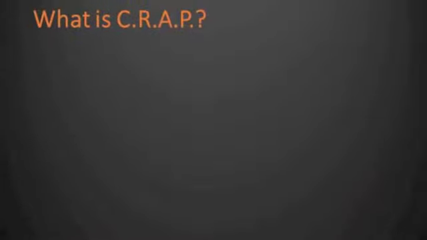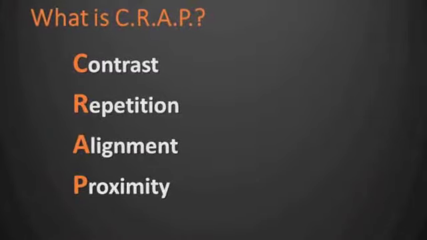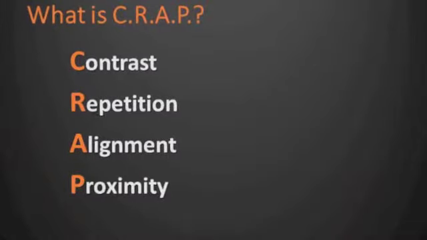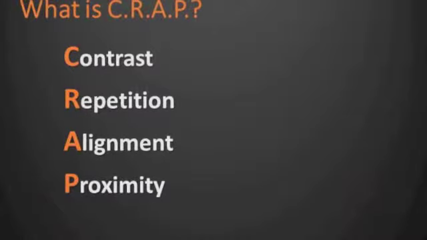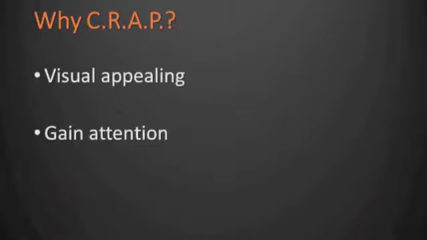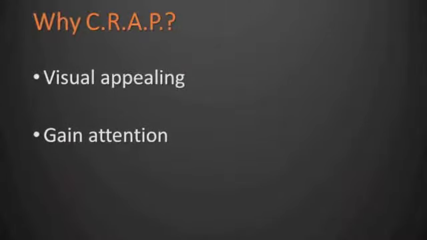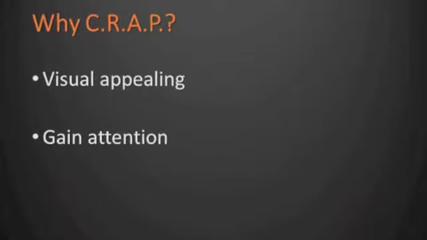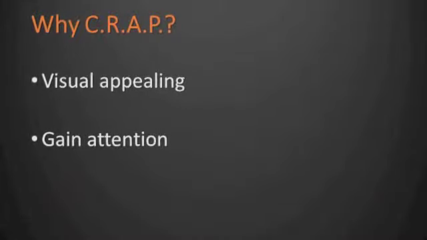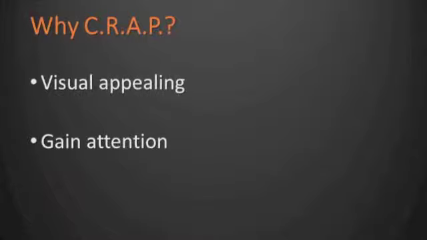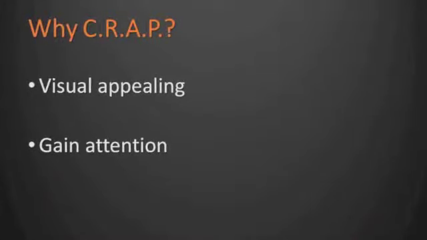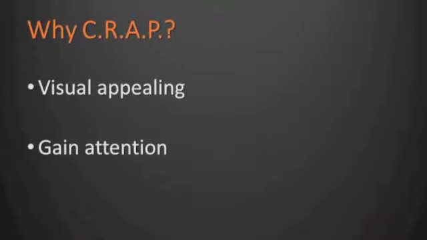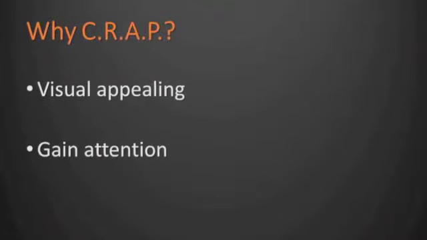So, what is CRAB? CRAB is actually the acronym of four principles of visual design. It stands for contrast, repetition, alignment, and proximity. Why do we need the CRAB? The purpose of these principles is to make your design visually appealing, to make what people see in front of them aesthetically pleasing, and hence to grab their attention to the material. Now let's go through these four principles.